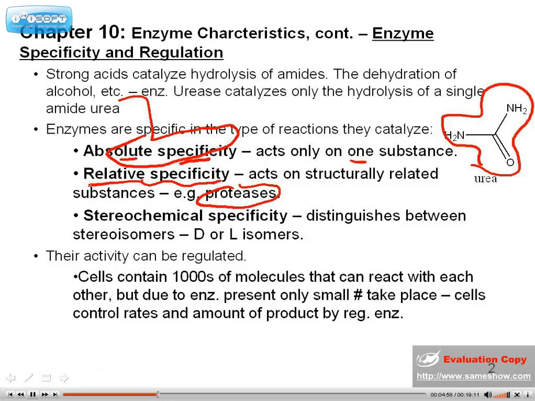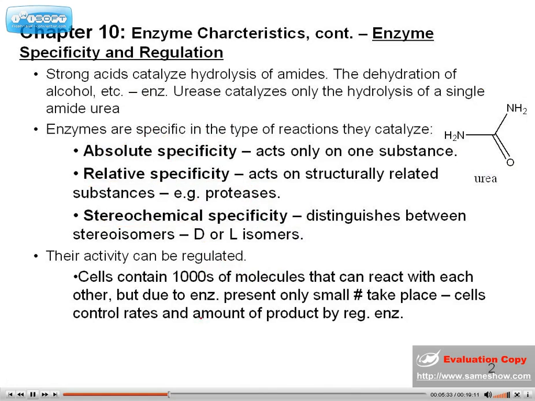Most enzymes are stereochemically specific. They only work on D or L chiral carbons. For example, enzymes that catalyze sugars are stereospecific to D, whereas enzymes which break down proteins, such as proteases, are stereospecific toward L isomers. If you have the wrong isomer, then the enzyme will ignore that particular substrate.